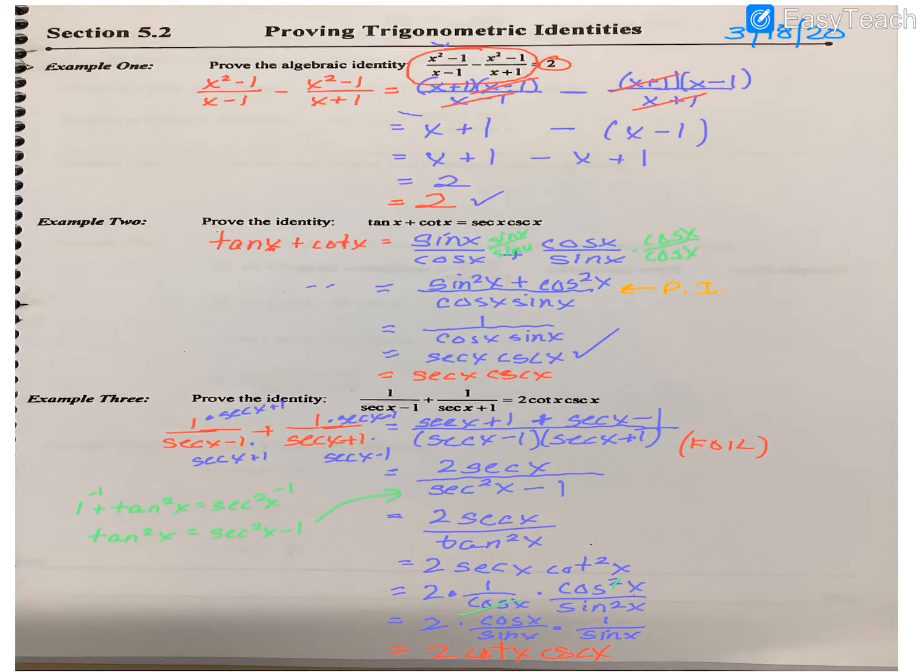Because now what you can hopefully see is that there's the 2. Cosine x over sine x is cotangent x. And 1 over sine x is cosecant x. And so we get to what we need, which is what we're supposed to have. Okay. It's all manipulation. It's all a matter of figuring out where we want to be.